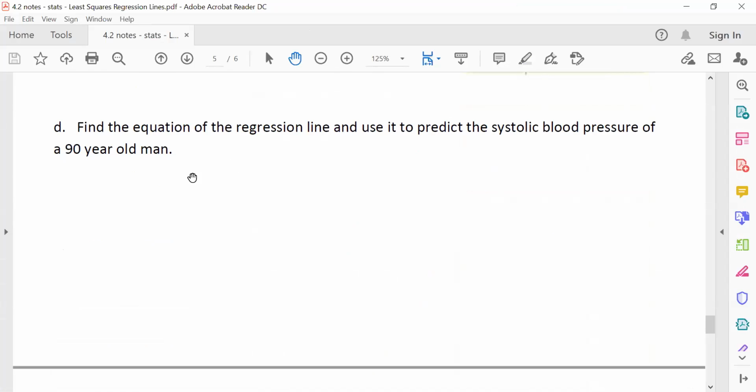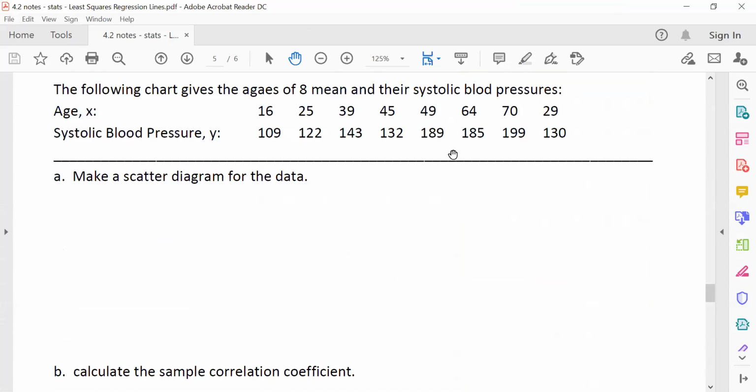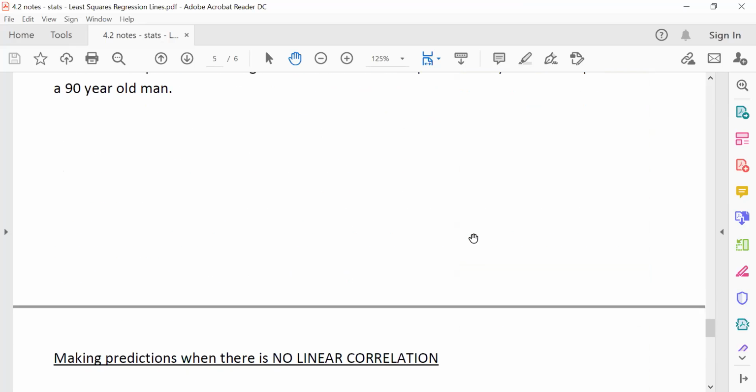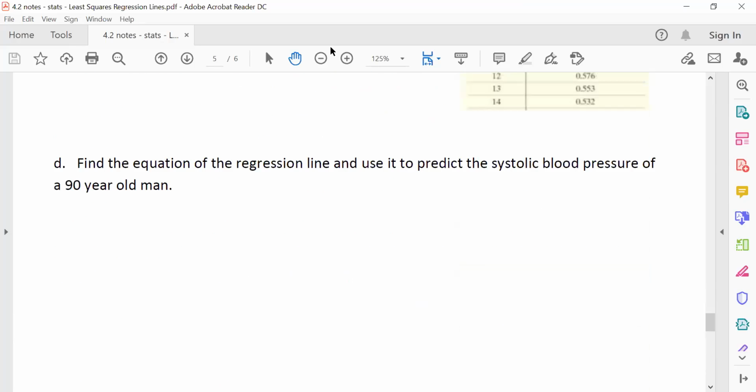What we'll do is we'll find the equation of the regression line, check, already done, and we're going to use it to predict the systolic blood pressure of a 90-year-old man. Does it make sense to predict for a 90-year-old man? Well, the highest X value was 70. A 90-year-old man, that's kind of debatable. Let's just do it.